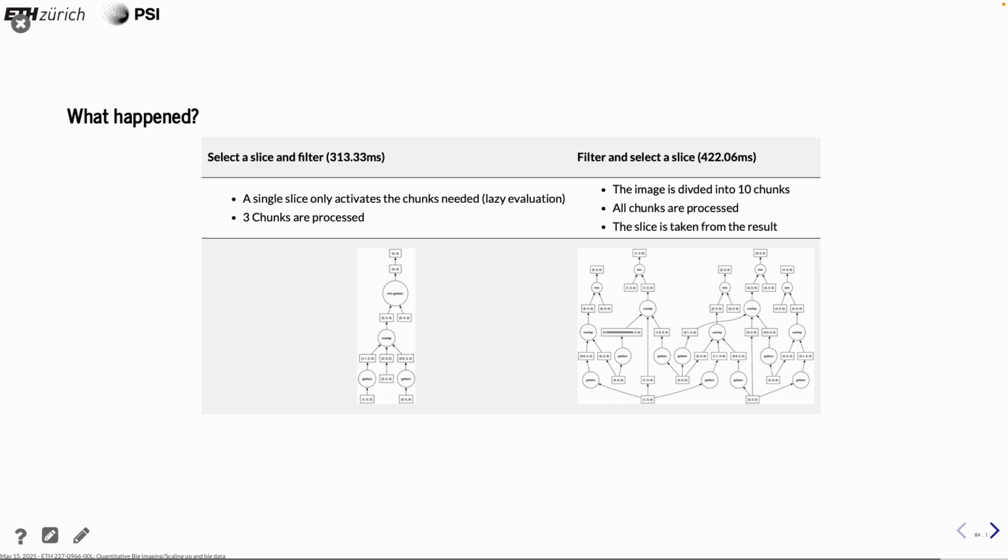So why it's going to take much more time if you do it the other way is that if you do the processing only on a single slice, then only 3 chunks are processed. And if you want to do it filter and select, then all chunks need to be processed, and then you extract the result. And then you have a much more complicated graph for that.